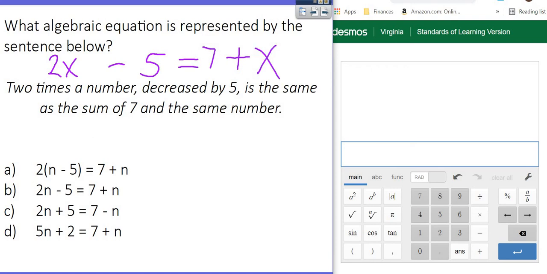Now I used x's, but if you look down at the answer choices, they used n's. So let's see if we have something that looks like what I wrote. There's 2x minus 5. Well, that looks like 2n minus 5 right here equals 7 plus n. So that would be your answer. Okay, you just have to read it and try to make sure that it matches something down there.